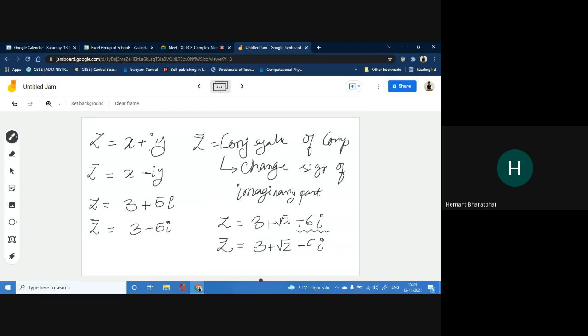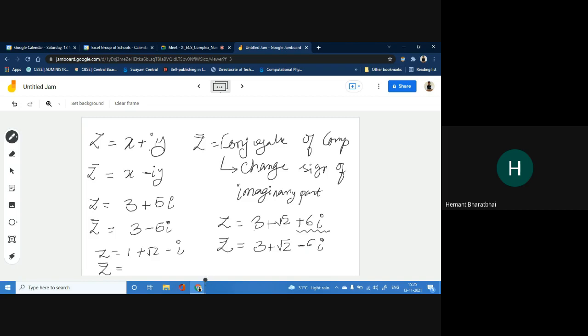Now when you take the conjugate of this, you only have to change the sign of the imaginary part. So when I take the conjugate of this, this will remain as it is, 3 plus root 2. You'll only change the sign of the imaginary part. Here the imaginary part was plus 6, so here my imaginary part will be minus 6i. Okay, I hope you understood the concept of conjugate.